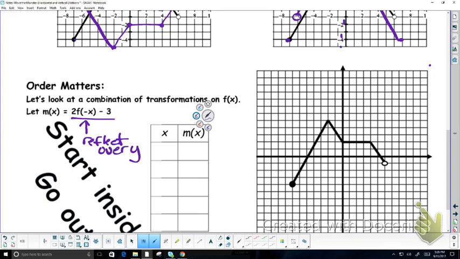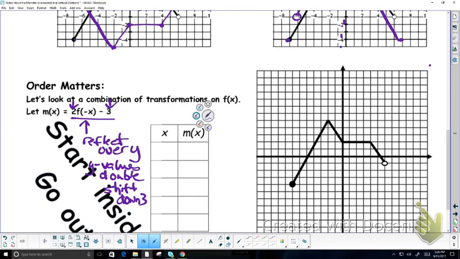Okay? Then I have a 2, that's the next one. Since it's on the outside, it's going to impact my y values, so my y values will double. Then the furthest out is going to be this -3, which means once again it is going to impact my y values. They're going to now shift down 3. So let's make that happen. One thing at a time.